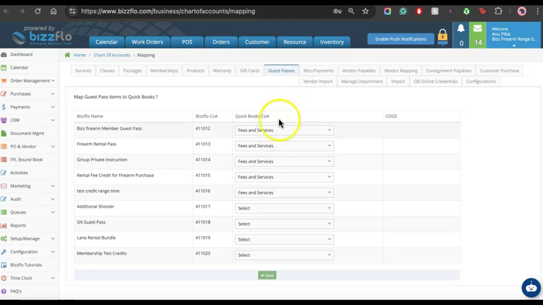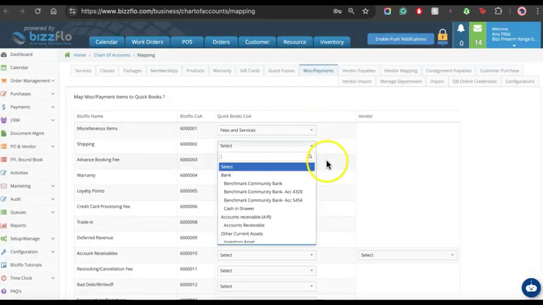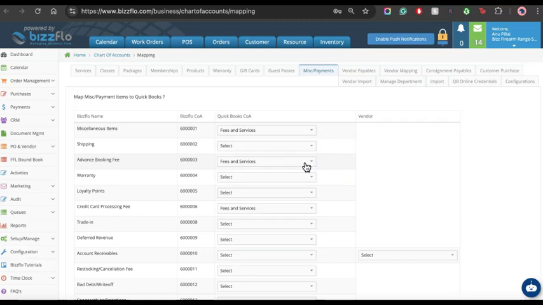Mapping miscellaneous payments. Shipping should be mapped under shipping revenue. Advance booking fees can be categorized under fees and services. Warranty may be under warranty and income. Loyalty points are typically managed within BizFlow but can be mapped as a liability if needed. Credit card processing fees can be mapped under fees and services. Trade-ins are generally treated as a discount against a new purchase, not standalone revenue.